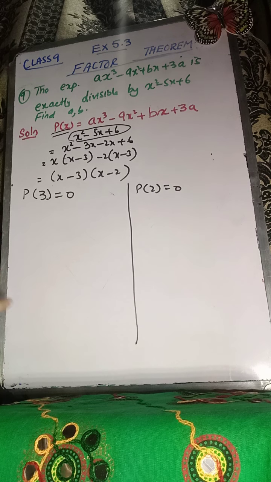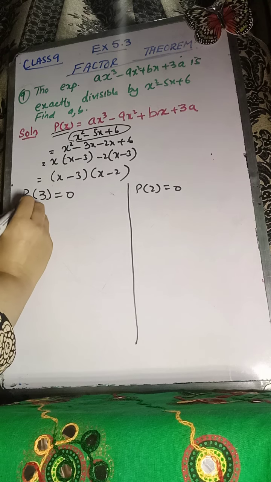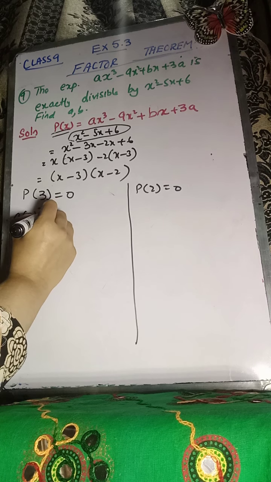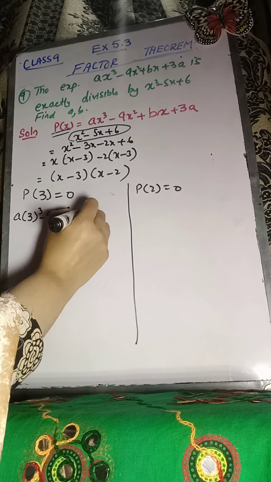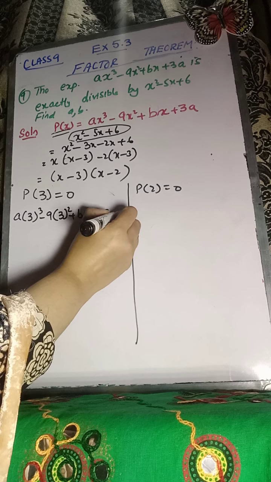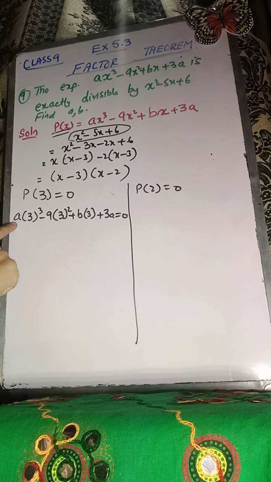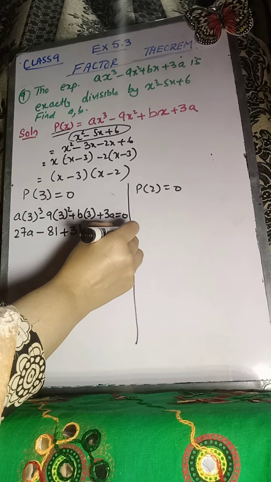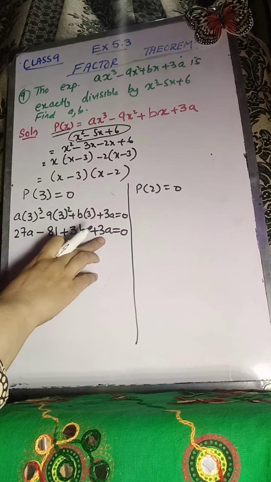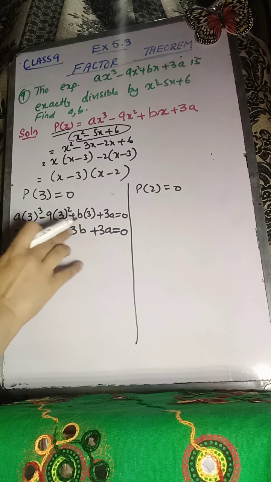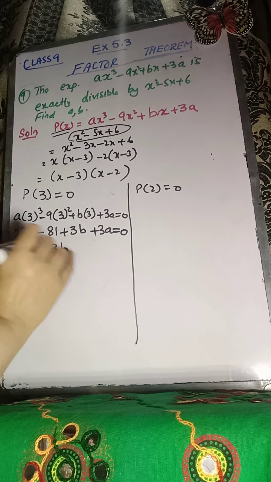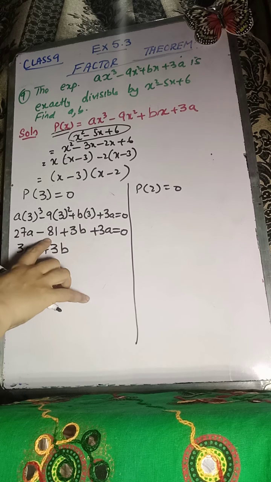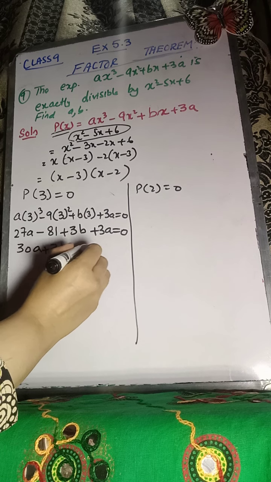So if p of 3 is equal to 0, it means that a into 3 cube minus 9 into 3 square plus b into 3 plus 3a will be equal to 0. p of 3 means a into 3 cube. 3 cube is 27, so 27a minus 3 square is 9 and 9 into 9 is 81 plus 3b plus 3a equals 0. So 27a plus 3a will be 30a, plus 3b will be equal to negative 81. After shifting it to the right hand side, we are going to get 81.